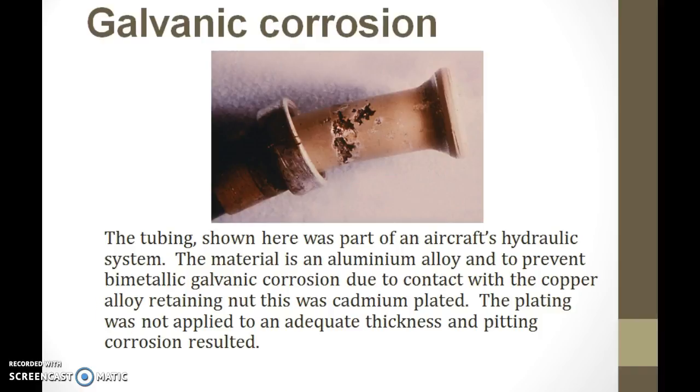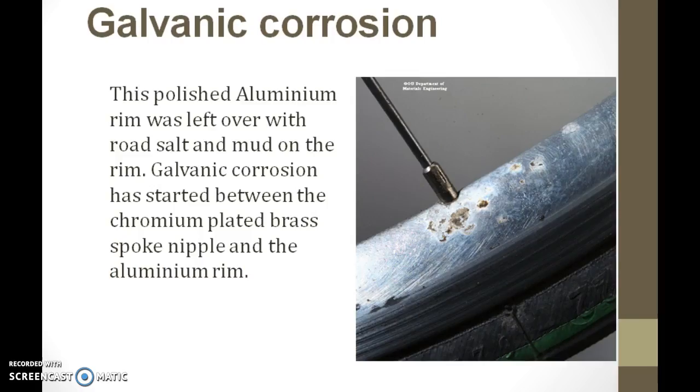Similar corrosion can be explained by another example. For example, a polished aluminum rim was left with road salt and mud. So galvanic corrosion started between the chromium plated brass and the aluminum rim. This is also a type of corrosion with two dissimilar metals. Obviously it undergoes galvanic corrosion. This galvanic corrosion is commonly observed in cases with two different metals. Which metal acts as the anode and which as the cathode determines how the corrosion rate differs.